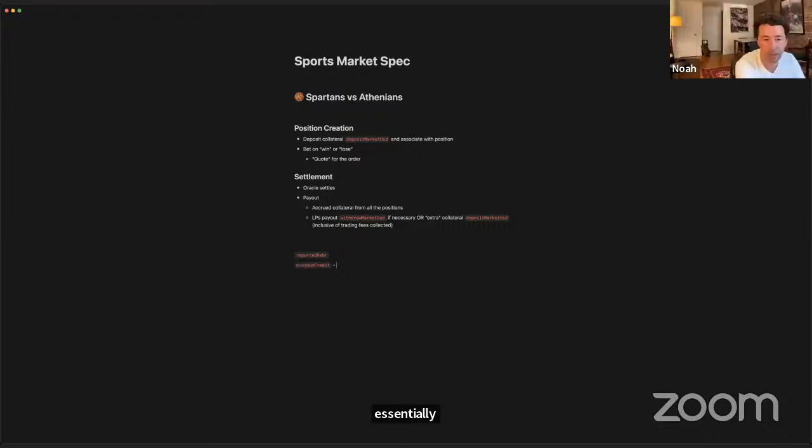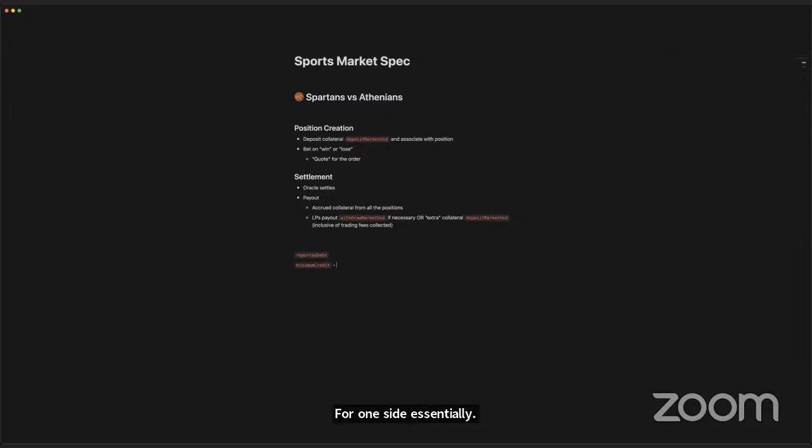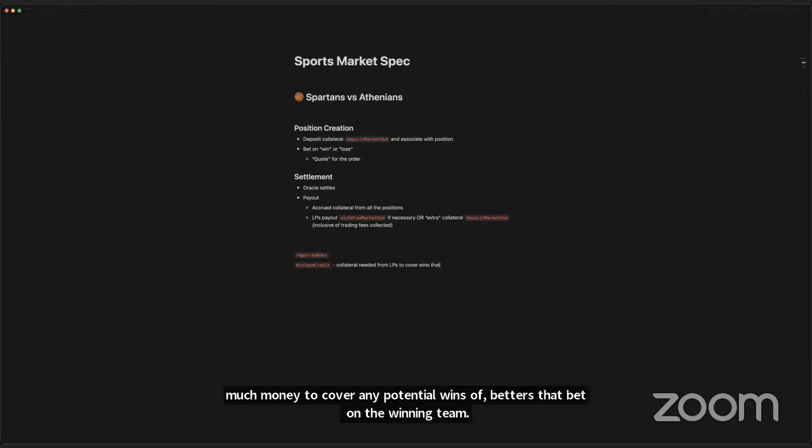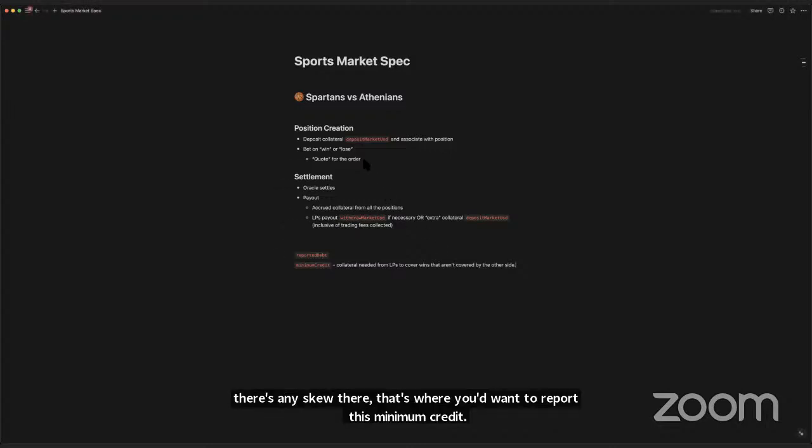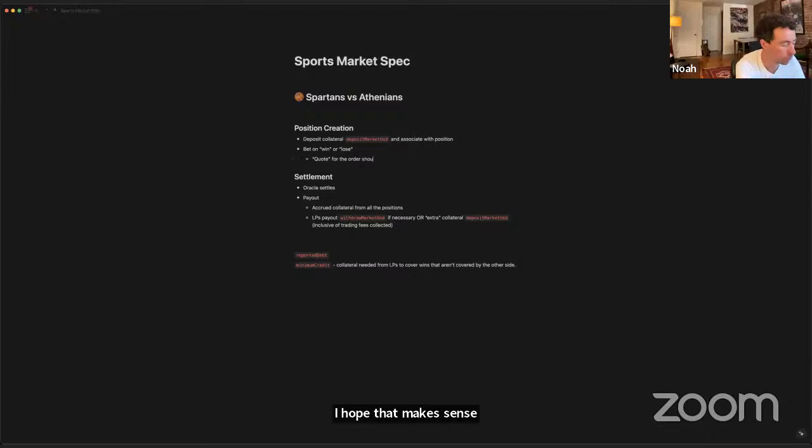Right, so minimum credit should be like, I need at least this much money to cover any potential wins of bettors that bet on the winning team. A lot of the winnings could be covered by traders betting on the losing team, but if there's any skew there, that's where you'd want to report this minimum credit. I hope that makes sense. Yes. So the quote for the order should take into account the skew.